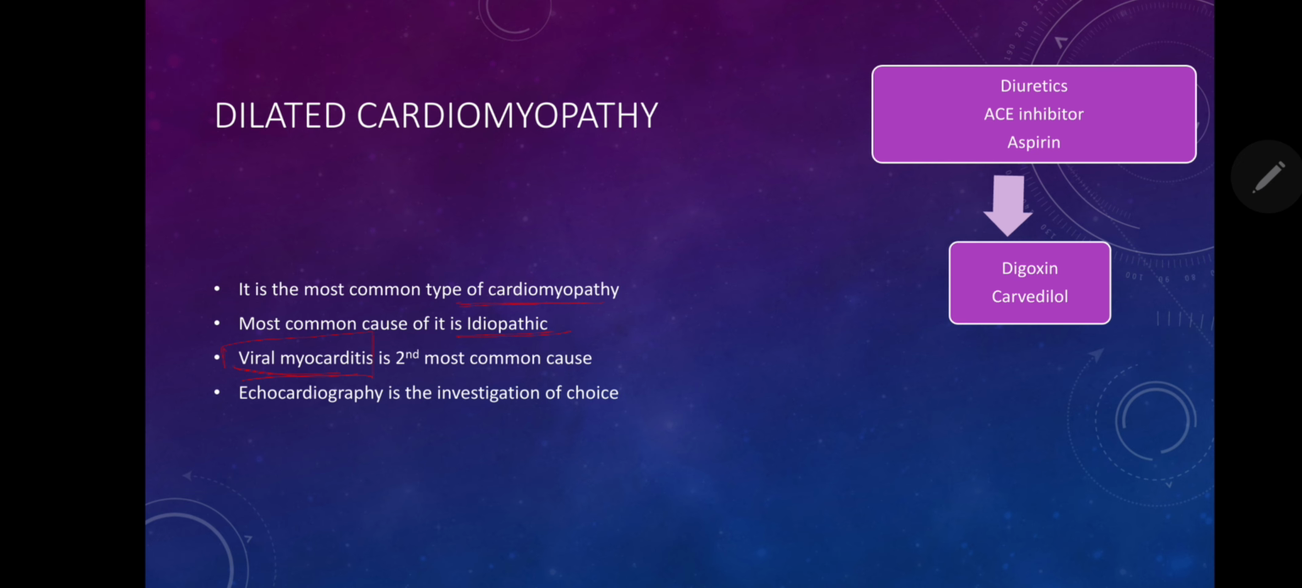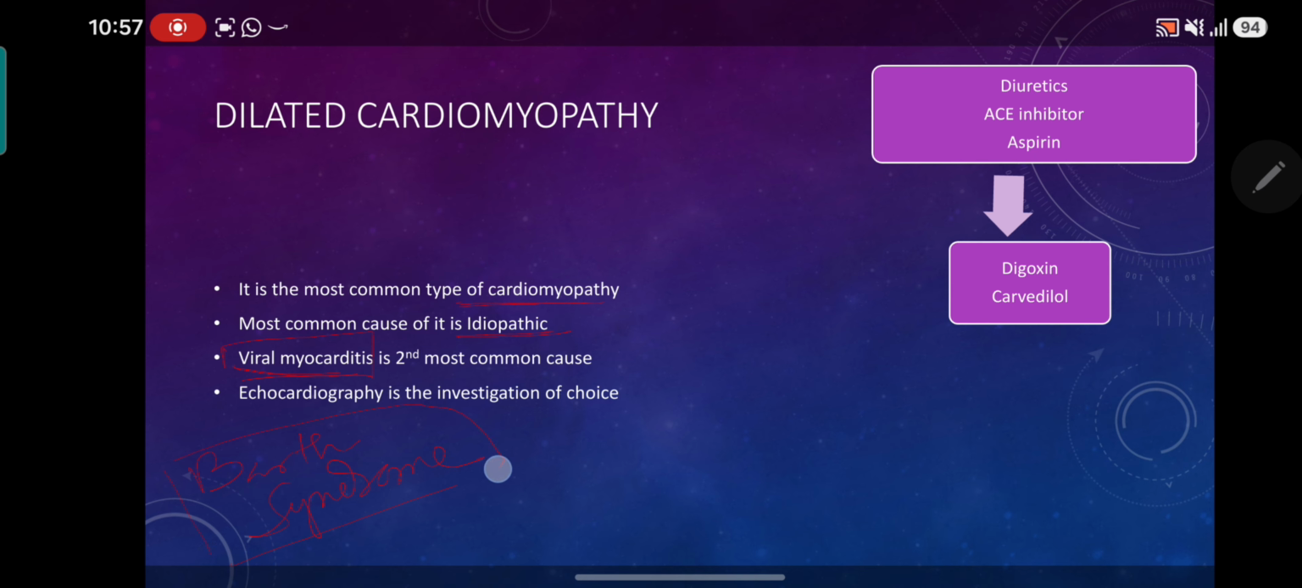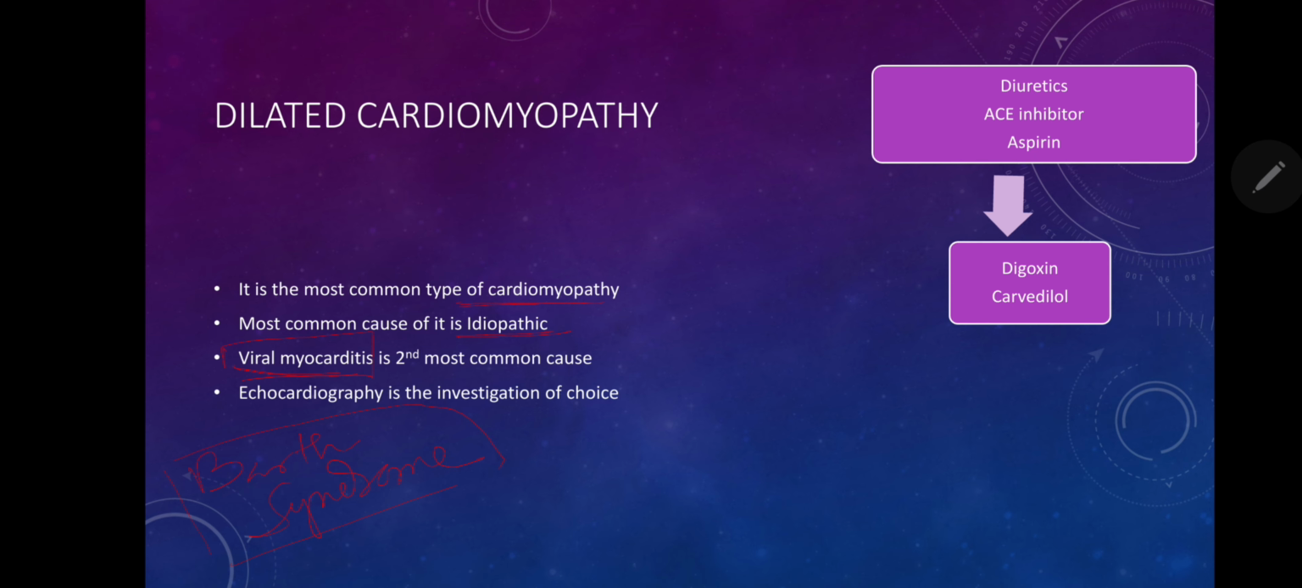After that, carnitine deficiency is also associated with dilated cardiomyopathy. Barth syndrome is also associated with dilated cardiomyopathy. What are the features of Barth syndrome? It is an X-linked recessive disorder in which we find dilated cardiomyopathy along with a problem in the mitochondria and also cyclic neutropenia. So it is very important to know about Barth syndrome: cyclic neutropenia, dilated cardiomyopathy, and abnormal mitochondria.